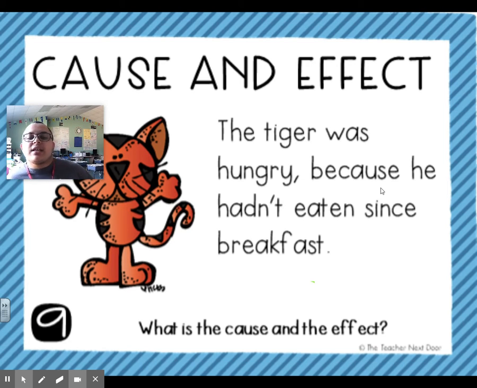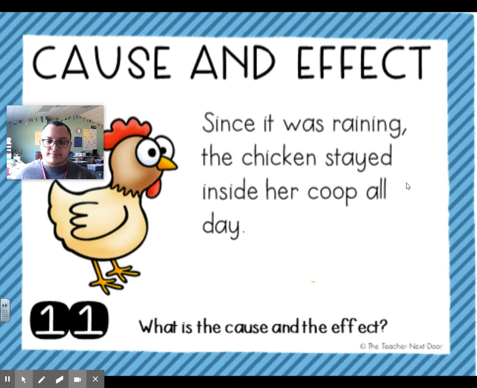Next, the tiger was hungry because he hadn't eaten since breakfast. So what was the effect of not eating since breakfast? The effect of not eating since breakfast meant that the tiger was hungry. Or what was the cause of the tiger being hungry? What was the cause of his hunger? The cause of his hunger was that he hadn't eaten since breakfast.